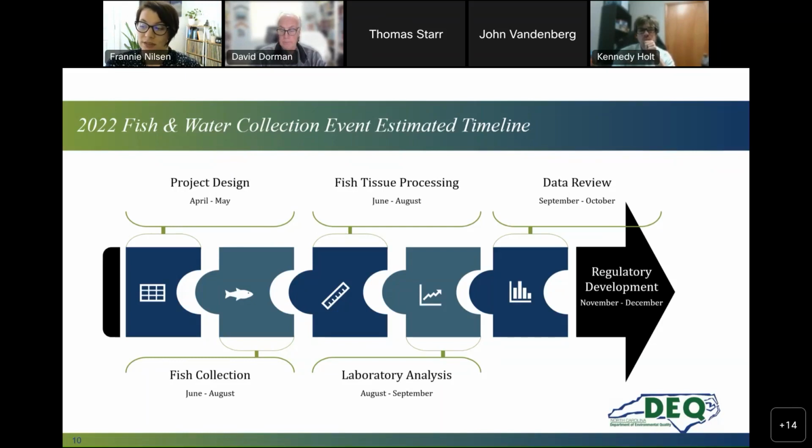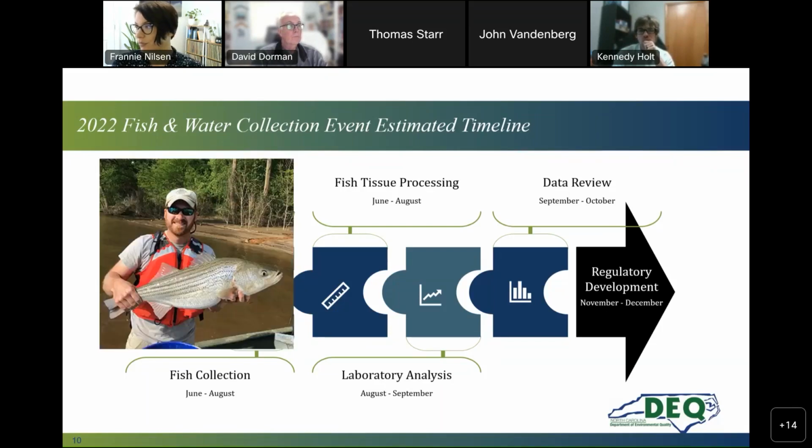And so the next step is to homogenize all of those this next month and send them to the laboratory for analysis. We're hoping to get the data back in the fall and do regulatory development in the late part of the year, and more than likely 2023.